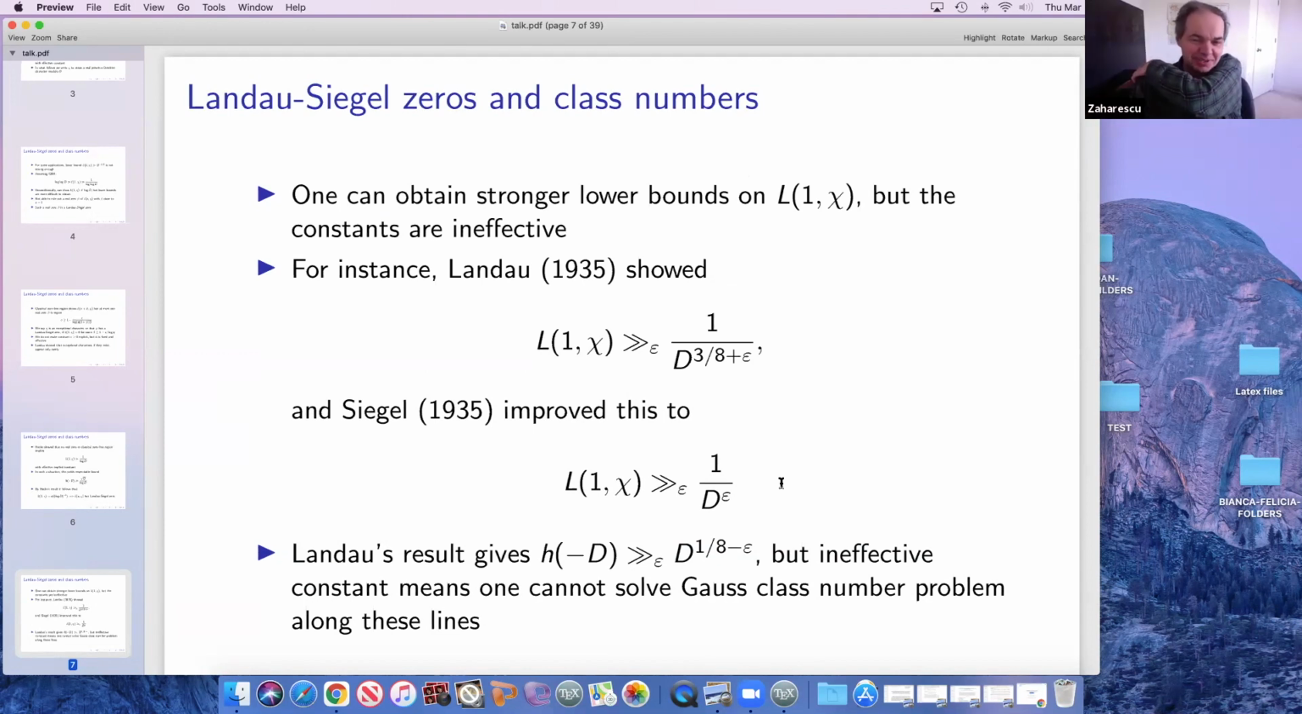So what Peter said before is that this is what Landau proved, and this is what Siegel then proved. We noticed that both of them are ineffective. Landau obviously had the right idea, and then Siegel, so to speak, pushed it to the limit. He got that L(1, chi) is larger than a constant depending on epsilon over D to the epsilon, for any fixed epsilon, and the constant is ineffective.